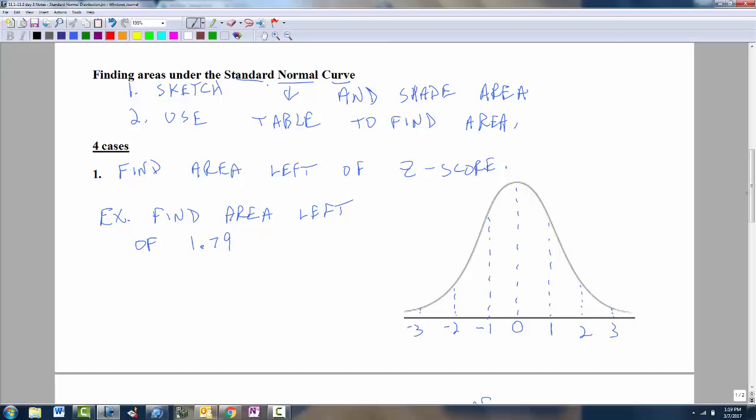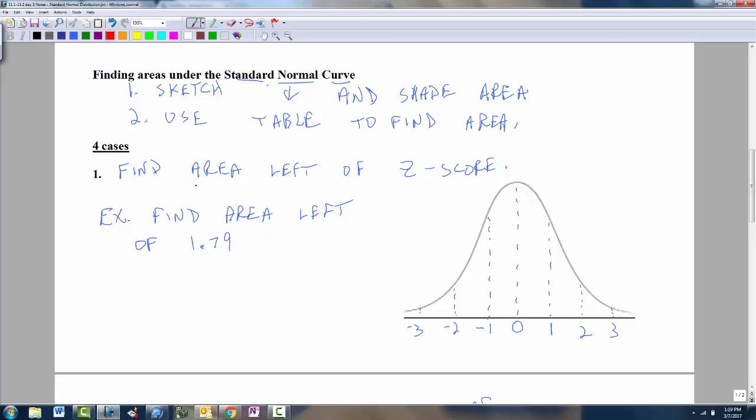Okay, so what I'd like you to do is sketch for these questions the standard normal curve and shade the area that they're asking. Now, we'll show the first example right here, then use your table to find that area. And for the notes, we could go ahead and look at our sheets to try to get this figured out.